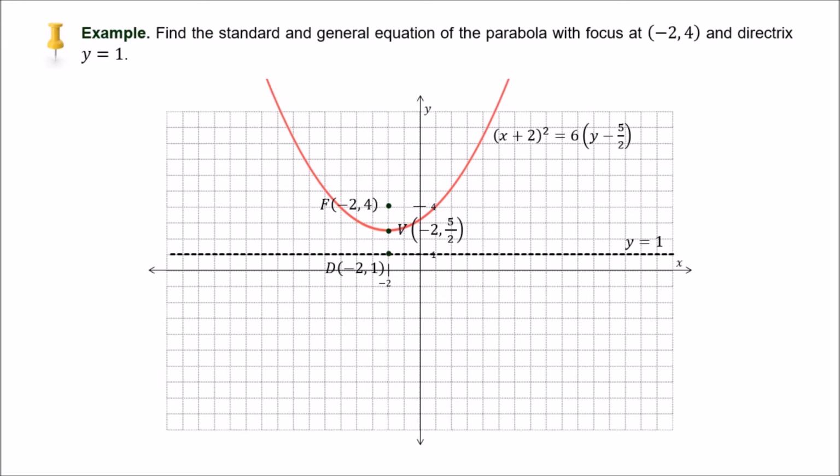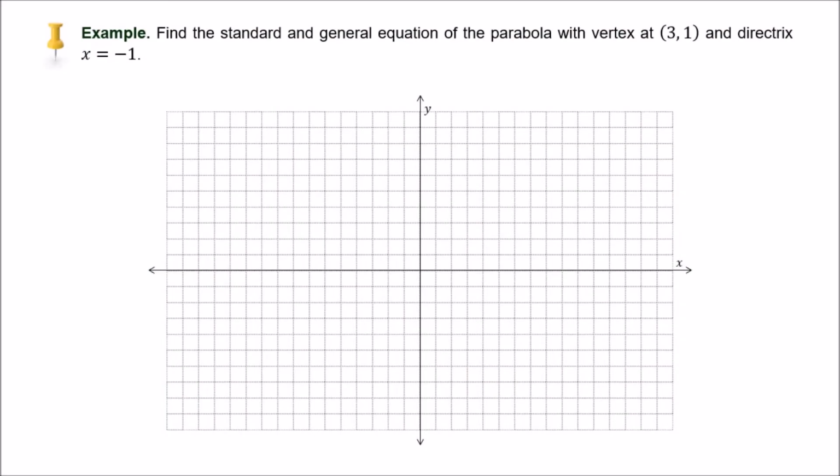To get the general equation of this parabola, we simply extend the solution for the result of the standard equation by performing the square of binomial and the distribution of 6 to the terms y and negative 5 halves. Doing that, we have x squared plus 4x plus 4 equals 6y minus 15. Transpose the terms from the right-hand side to the left-hand side, taking note of the change in sign, and then combine like terms. This would be the general equation for this particular parabola.